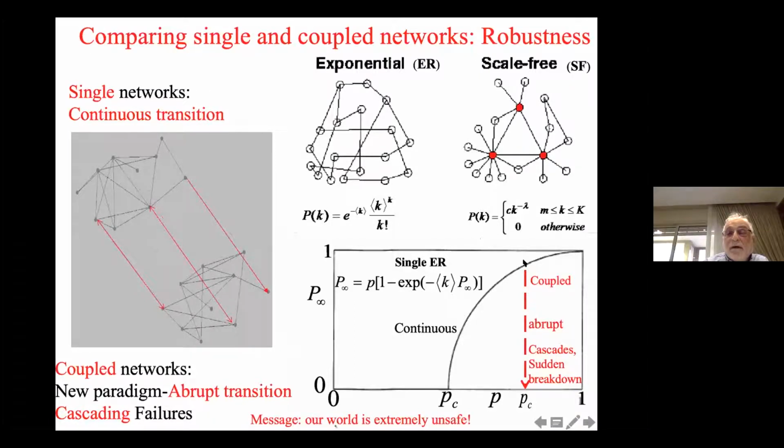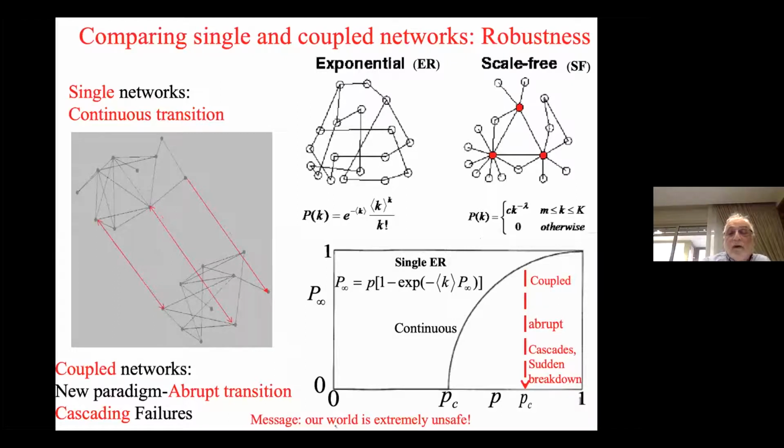One system's failure leads to another system's failure, like in our body also. So the message is our world is extremely unsafe, because if the manager of the power station is here, for example, he knows that one more failure can lead to abrupt collapse, and the system will fully collapse and nobody will have electricity. And this is what happens in power grid systems.